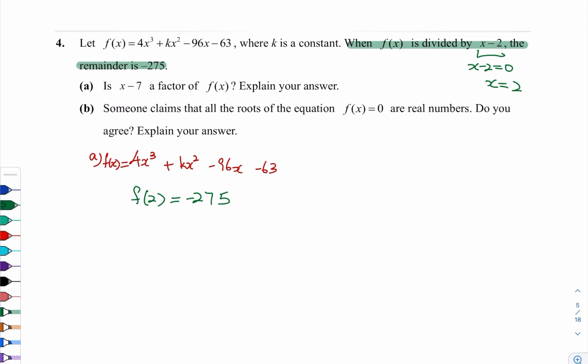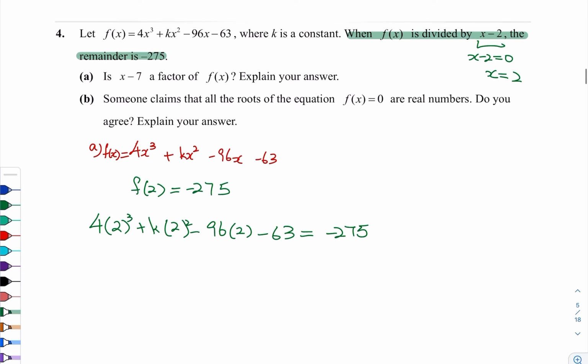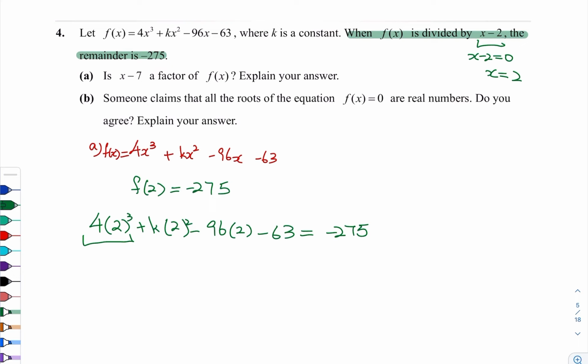So I replace the x by 2. So 4 times 2 cubed plus k times 2 squared minus 96 times 2 minus 63, and the answer should equal negative 275. That 275 came from here, not by myself. And all the others, if those are numbers, please click in the calculator together. 4 times 2 cubed minus 96 times 2 minus 63. You should be able to get that as negative 223. And then how about here? 2 squared means 4. So 4k here.